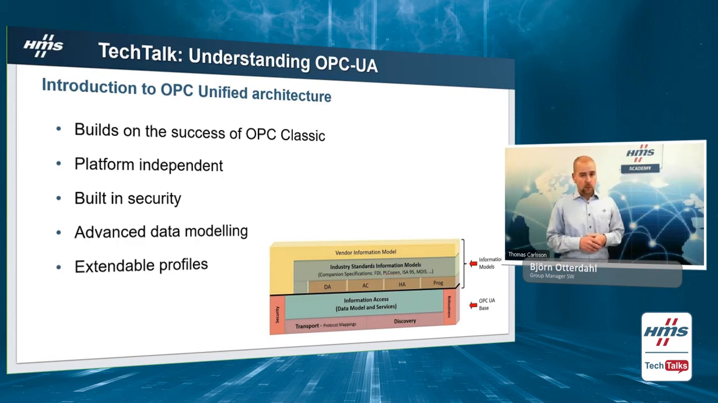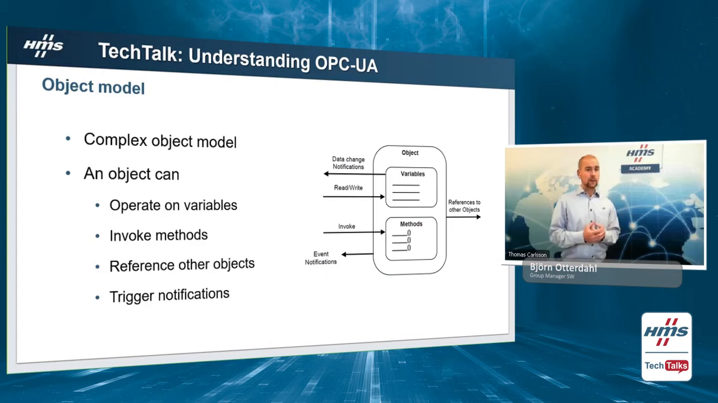So I will start with talking a bit about the basic building blocks of OPC UA. And you see in the picture here, we have the base of the protocol that is quite strictly defined, and the various information models on top. So I will talk about the bottom base of the protocol to start with here. And I will start with talking about the object model.